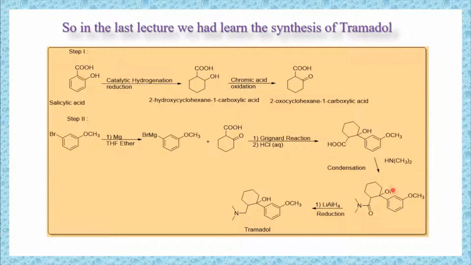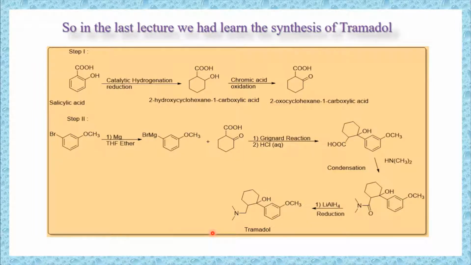Then this product undergoes reduction in presence of lithium aluminum hydride. So this carbonyl group converts to CH2, and you will get this tramadol. So sorry, it's an analgesic drug. It's a potent analgesic drug and used in severe physical pain.